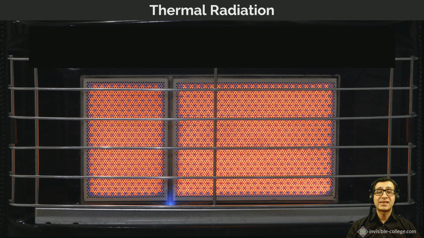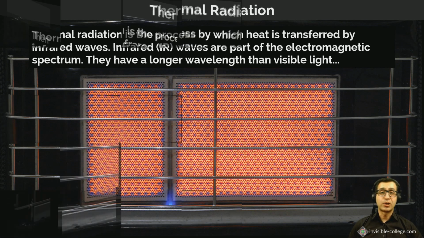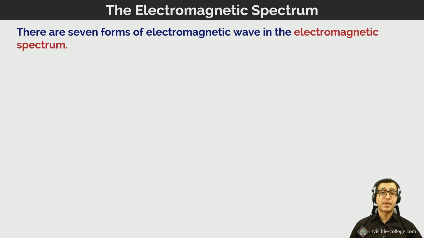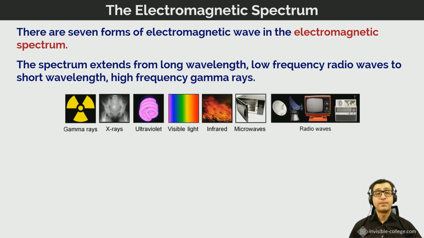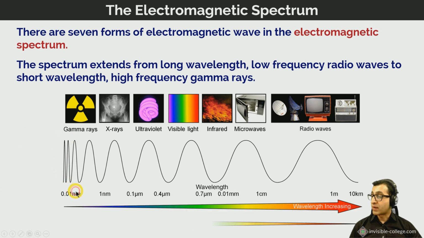Infrared waves are part of the electromagnetic spectrum, and they have longer wavelengths than visible light. So the electromagnetic spectrum is something that we're going to be covering in a later webinar in this series on the topic of waves in physics, but for the purposes of this topic, let's just take a look at it briefly here. So there are 7 forms of electromagnetic wave in the electromagnetic spectrum, and the spectrum extends from the long wavelength low frequency radio waves to the short wavelength high frequency gamma waves. Now the frequency is a measure of the amount of energy that these waves carry. So the longer wavelengths correspond to the lower frequencies, and so at the long wavelength end you've got radio waves, at the short wavelength high frequency end you've got gamma rays.